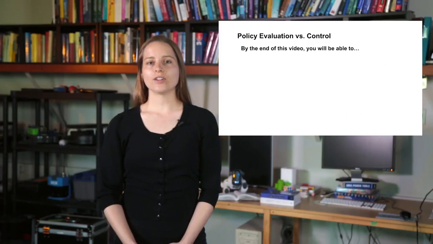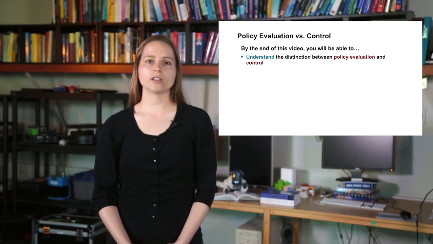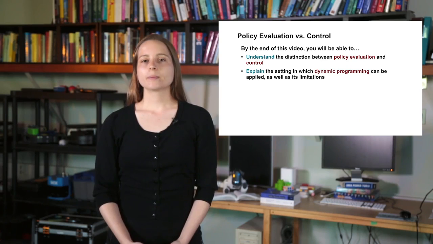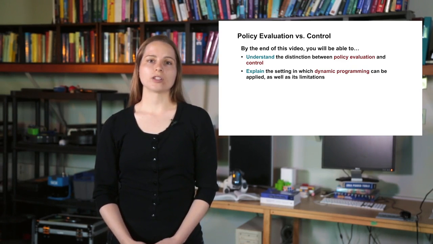But the task of policy evaluation is usually a necessary first step. It's hard to improve our policy if we don't have a way to assess how good it is. This week, we will look at a collection of algorithms called dynamic programming for solving both policy evaluation and control problems. By the end of this video, you will be able to understand the distinction between policy evaluation and control, and explain the setting in which dynamic programming can be applied, as well as its limitations.